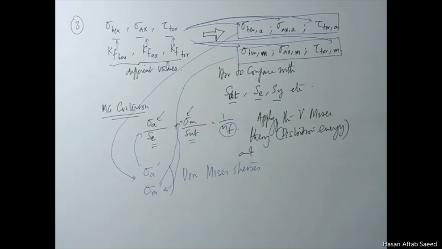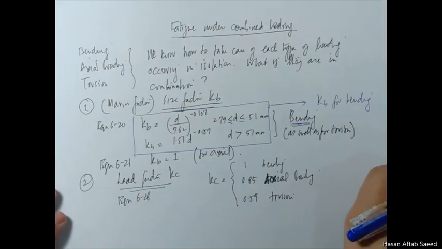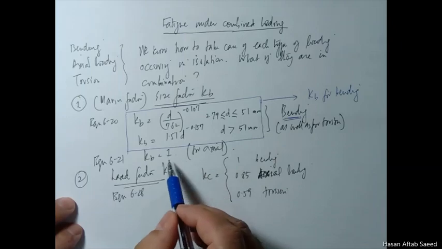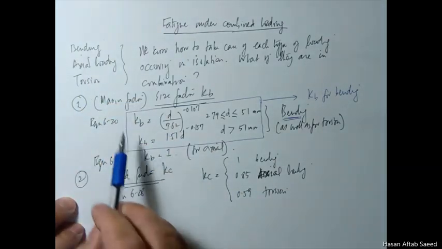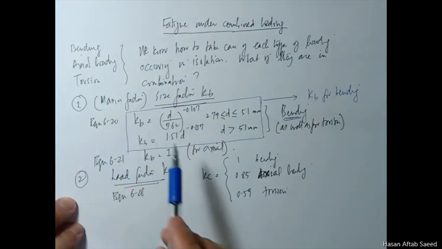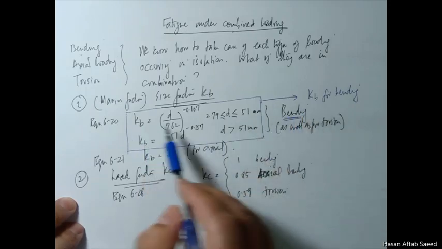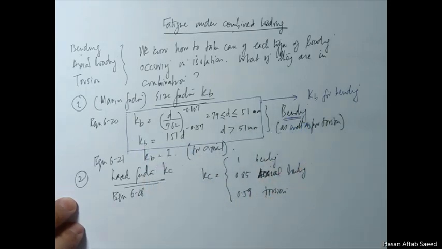Now, one thing that I didn't cover is this. What about, you have the axial loading there, but for KB you just ignored it. You use the value for bending and torsion. So what about this one? This is a problem.